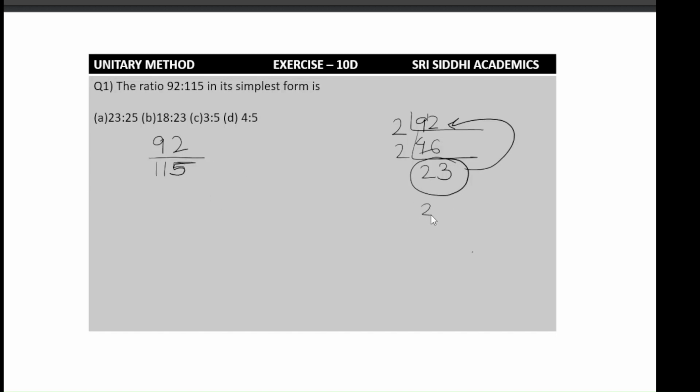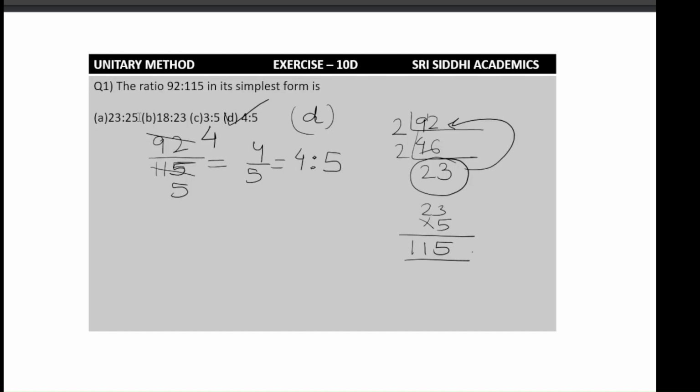So 23, if you multiply 5 with it, what will it become? 5 3s are 15, 5 2s are 10 plus 1 carried over, 1. It will become 115. So we get to know that the common factor is the prime factor 23. So 23 4s are 92 and 23 5s are 115. So what did we get after removing the common factor? 4 is to 5. So the answer for question number 1 is option D, 4 is to 5.